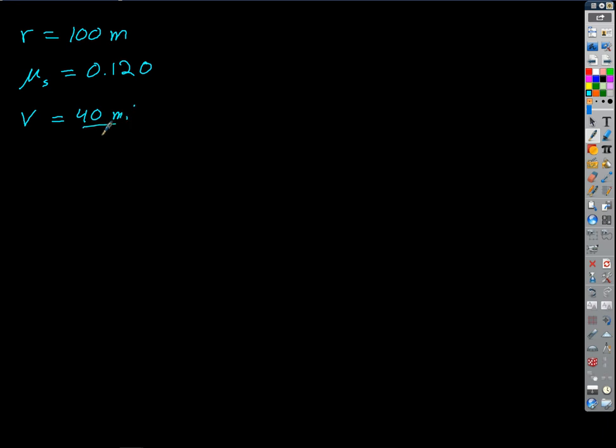40 miles per hour, so we have to convert that to meters per second. Here's the only way I know how to do miles and meters. I know that a 10K race is 6.2 miles. So we do 6.2 miles for 10,000 meters. That's how I always remember it. It's close enough for us, I suppose. And then hours to seconds. 1 hour is how many seconds?